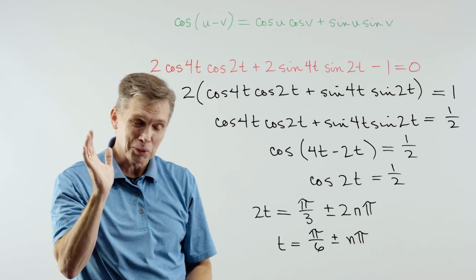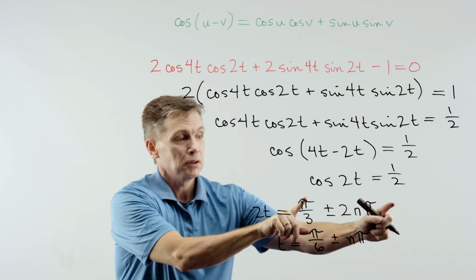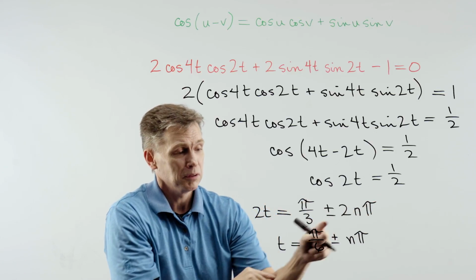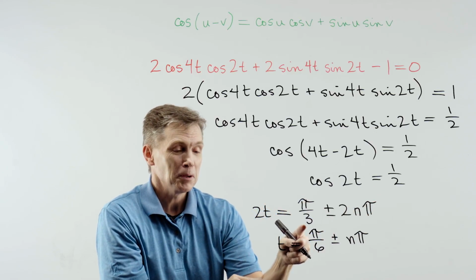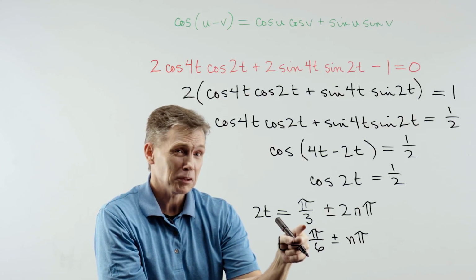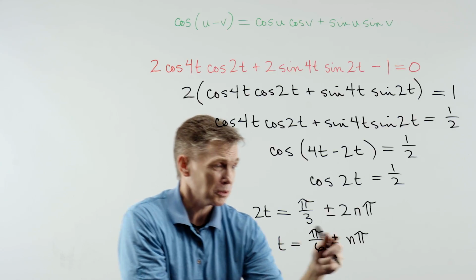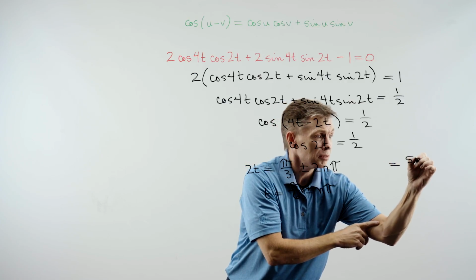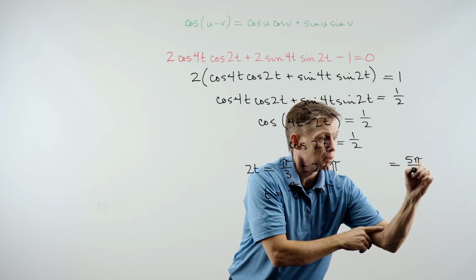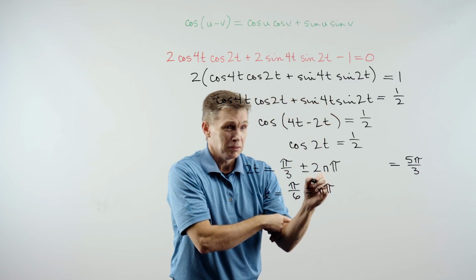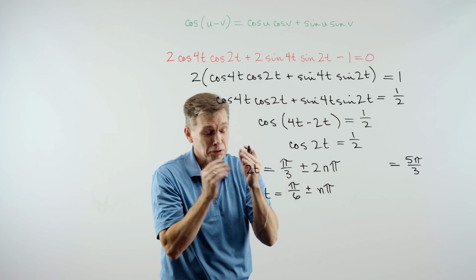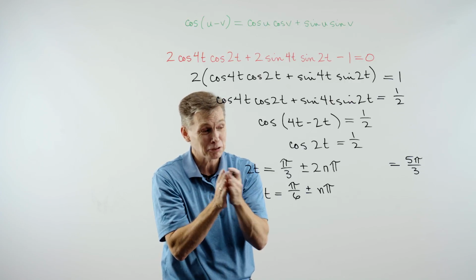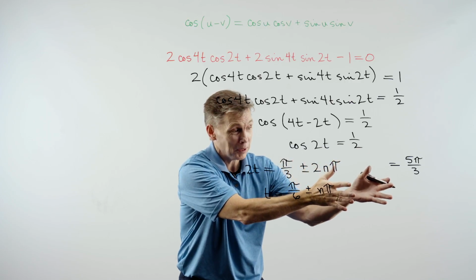But wait, there's more. When we considered, at this point, what angle has a cosine of a half, we figured it was pi over 3, remember? But there's another angle that has a cosine of a half. So that other angle is 5 pi over 3. All right, that'd be down in that fourth quadrant. There's another location on the unit circle where cosine has a value of a half. So you have to include that in your work as well.